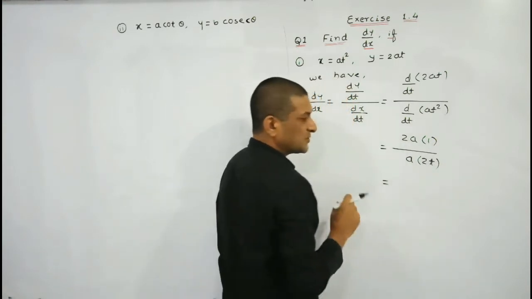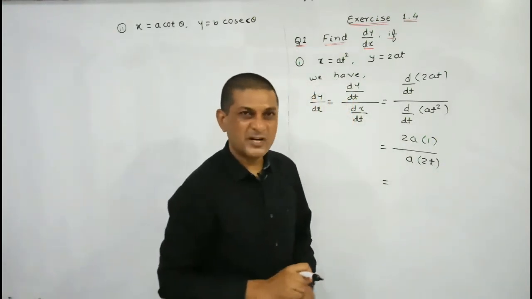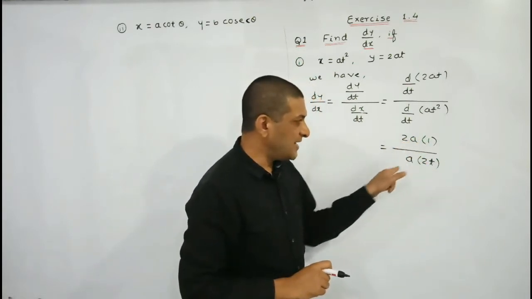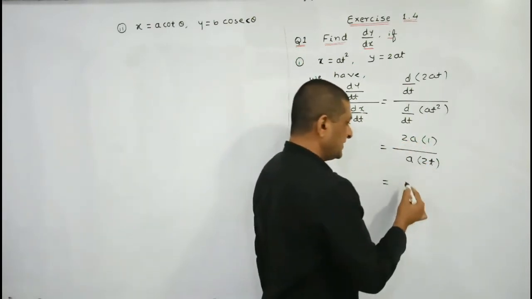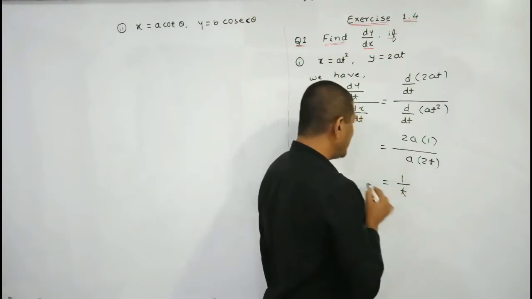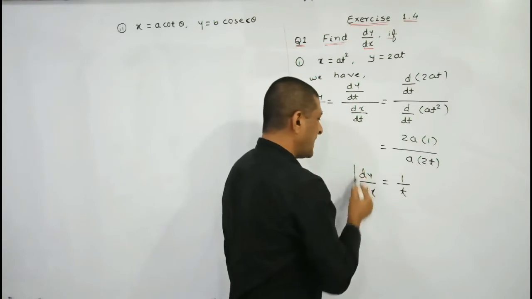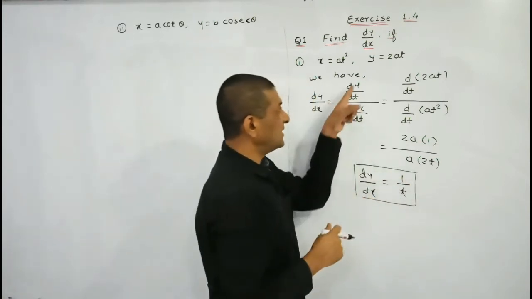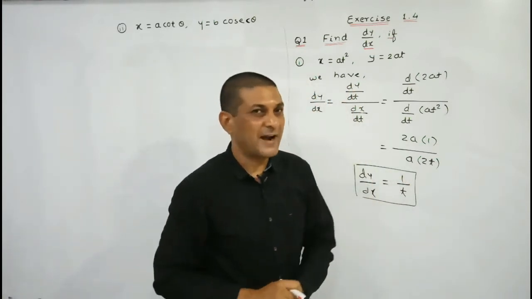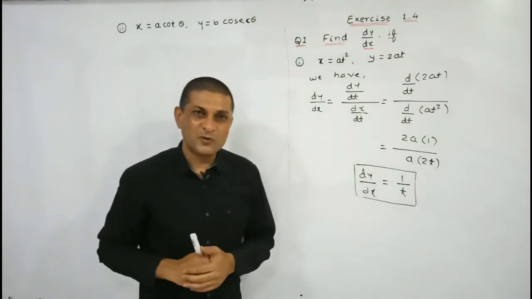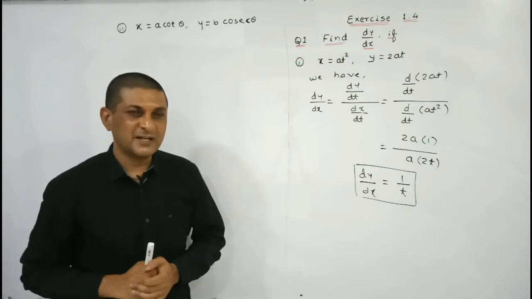If you observe the numerator and denominator carefully, 2 will get cancelled, and a and a will also get cancelled. So what do we get here? 1 by t. 1 by t will be the value of dy by dx. In this way, applying this theorem, we have got our required value of the differentiation. I hope the idea about how to apply this theorem is very clear to you.